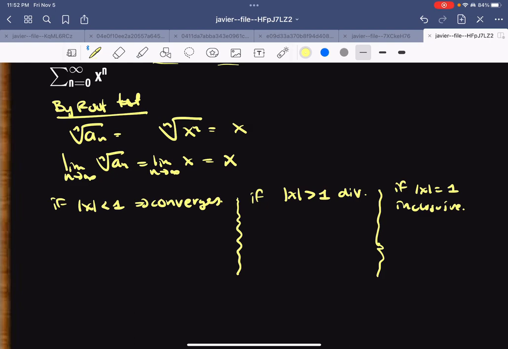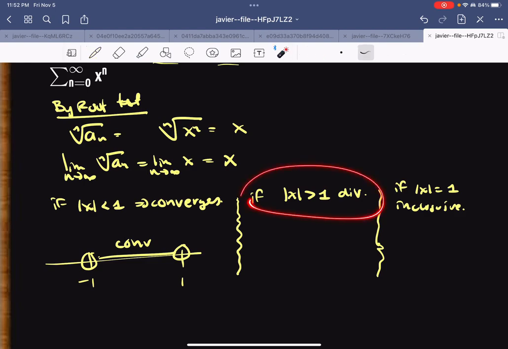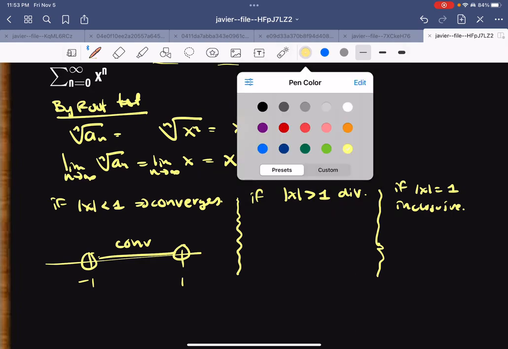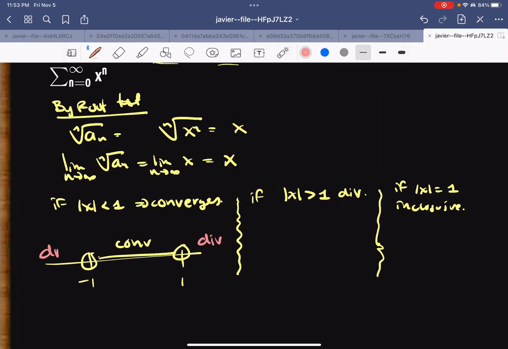We already know if x is less than 1 in absolute value, we have convergence. So you can make a picture here. From negative 1 to 1, we already know that in here, we have convergence. This part over here tells me that if x is larger than 1 in absolute value, we have divergence. So we have divergence here and divergence here. And if the absolute value of x is equal to 1, that means either x is equal to 1 or x is equal to negative 1. If those are the cases, then it's inconclusive.